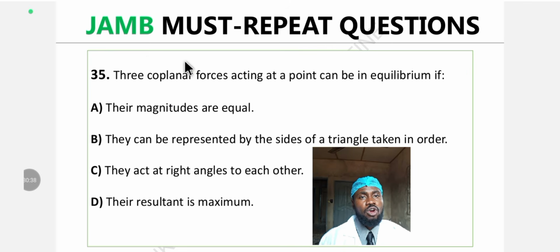Question 35. Three coplanar forces acting at a point can be in equilibrium if A, their magnitudes are equal. B, they are represented by the sides of a triangle taken in order. C, they act at right angles to each other. D, their resultant is maximum. What's the answer? Drop the answer in the comment section.